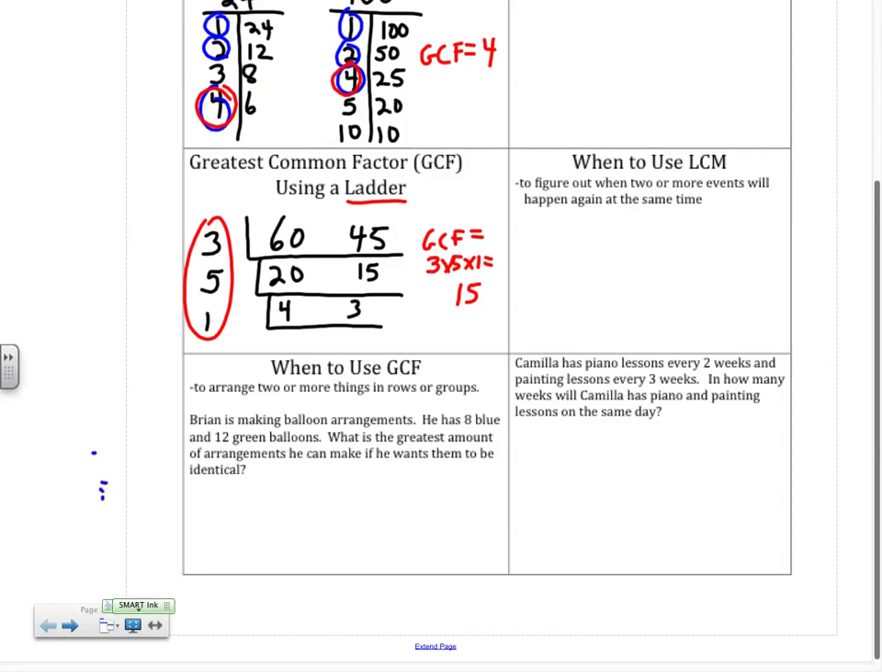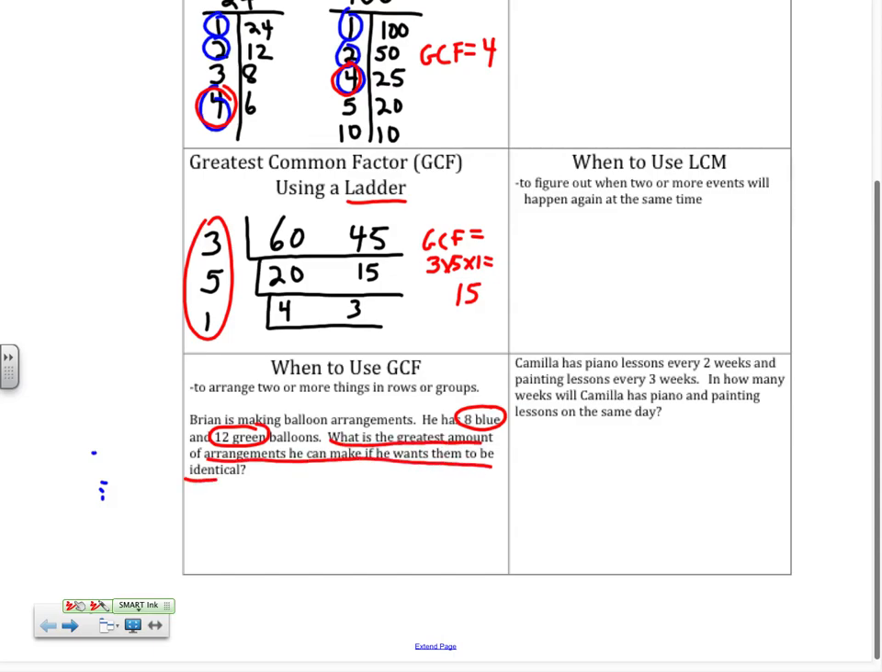So let's read the problem. Brian is making balloon arrangements. He has 8 blue and 12 green balloons. What is the greatest amount of arrangements he can make if he wants them to be identical? So let's circle the important information. He has 8 blue and 12 green balloons. We want to know the greatest amount of arrangements he can make.